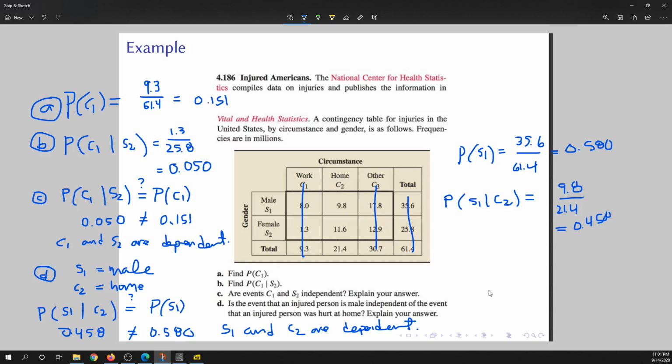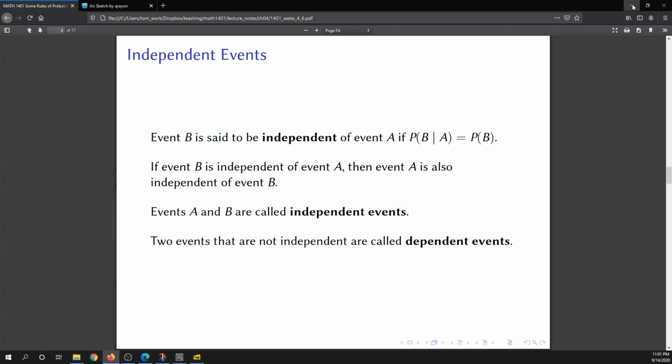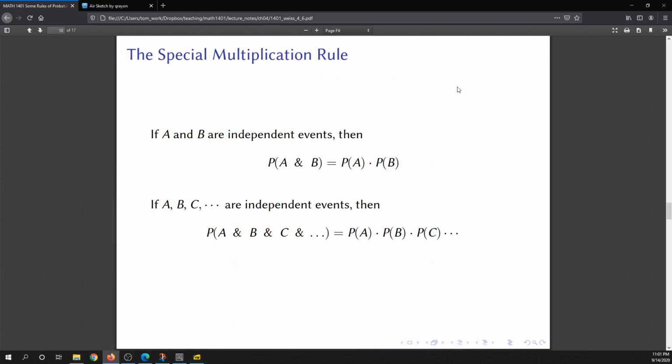All right, so that's it on this one. Let's take a look at one more here. Okay. Before we go on, let's take a minute and talk about this special multiplication rule.